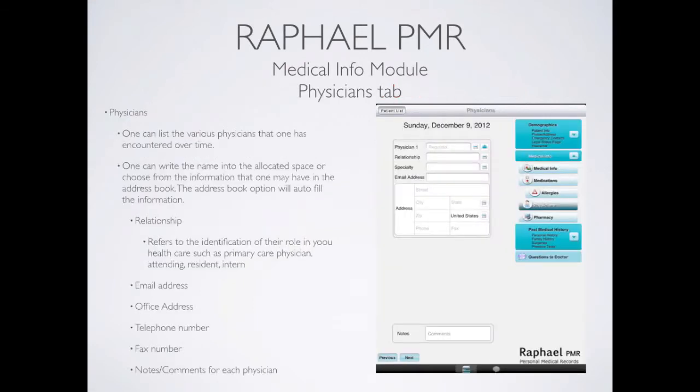Under the Physicians tab, it's important that we put in all the information about the physician. Their name, of course, if you have this in your address book, this can be brought in automatically. The relationship, what kind of a doctor this is, whether it's a primary care, attending, resident, intern. Their specialty, if it's known, his email, and then their address. There are notes at the bottom, again, as always. Once this information is entered in, the information about the doctor can then be used for other things within the program.